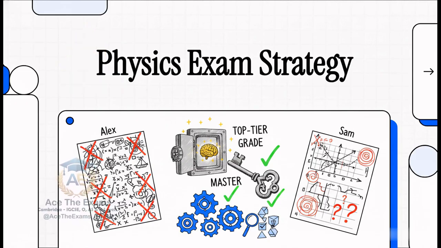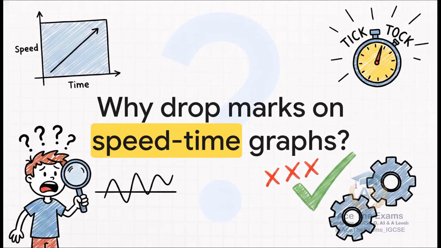Sam's problem? Rushing. Sam rushed the execution, completely missed the command word requirements, and fundamentally confused the graph types. You can see their flawed answers right here, just absolutely covered in red pen marks from the examiner. But don't worry, we're going to fix this. We're assembling a team of cognitive tools to pull off the perfect answer heist and transform every single one of those red marks into green check marks. So, let's dive into this.